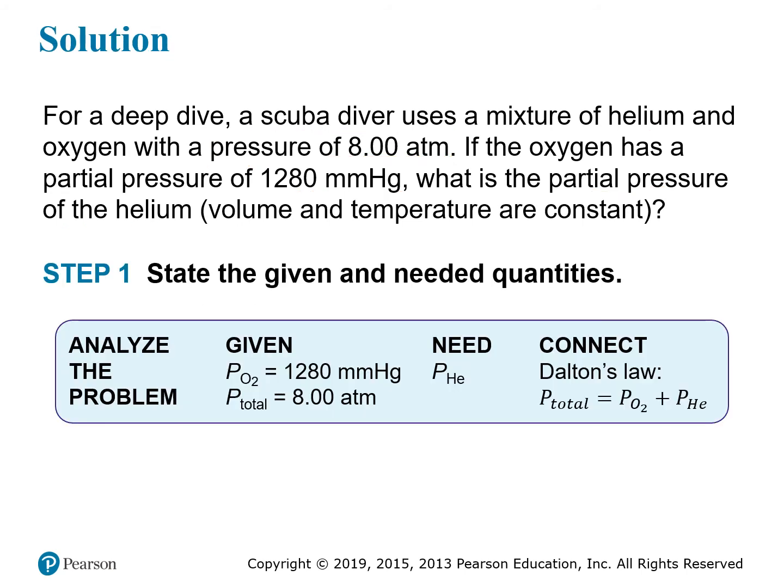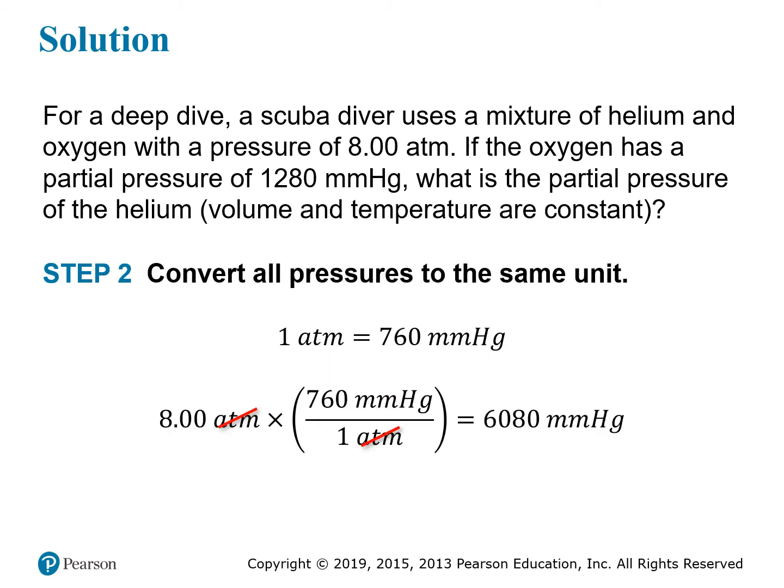So when we analyze the problem, this time we're given one partial pressure for the oxygen and the total pressure. Okay? And we're asked to find the other partial pressure. So we're going to need to take Dalton's law and just do a little bit of rearranging to get the answer. First, though, we have to again make sure all our pressures are in the same unit. The problem statement itself doesn't ask for a specific unit, but this was multiple choice and all of the answers were given in millimeters of mercury. So we're going to convert 8 atmospheres to millimeters of mercury with this conversion factor so that ATM cancels and you're left with 6,080 millimeters of mercury.